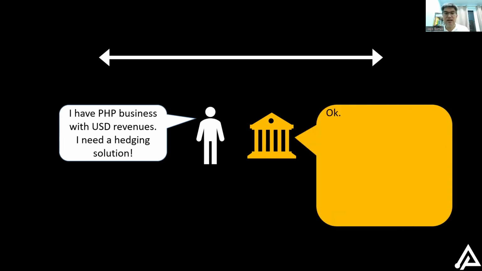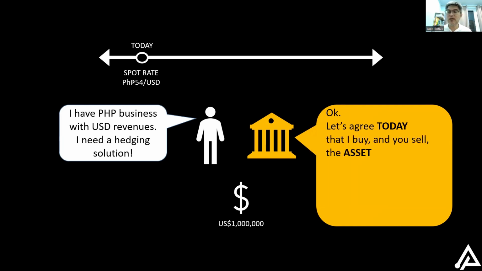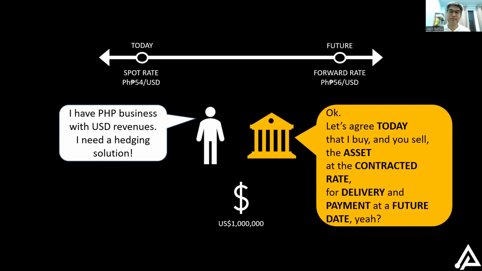In this particular case, a counterparty, in our example a bank, they can agree today, when the spot rate of dollar peso is at 54 pesos to a dollar, that the bank will buy the company's dollars. Basically, the company will sell their dollars, the asset, at the contracted rate in advance. So, today 54 pesos. Okay, I will buy your dollar, says the bank, at 56 pesos, to be delivered in the future.